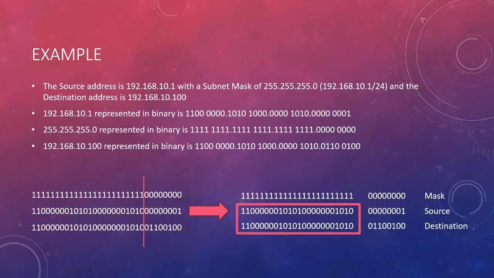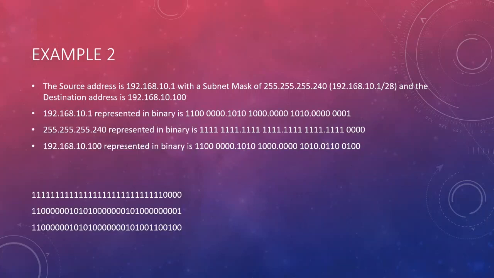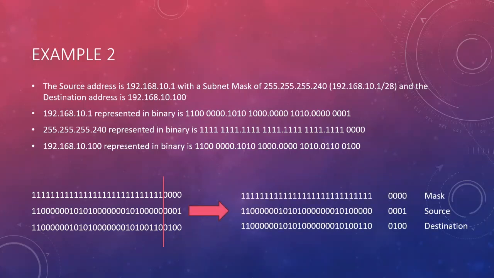Let's do a second example. In this case, we've got the same two IP addresses, same source, same destination, but I've got a different subnet mask. This time, instead of the last one being .0, it's .240, which is equivalent to 28 ones out of the 32. Converting to binary and redrawing, the line is now a little bit further to the right, so more bits, this time 28 as opposed to 24, are involved in the network part of the address. When I split that up and look at the network address of the source and the destination, you can see they're different.